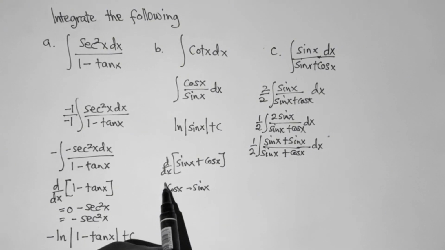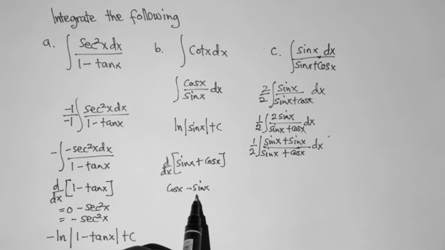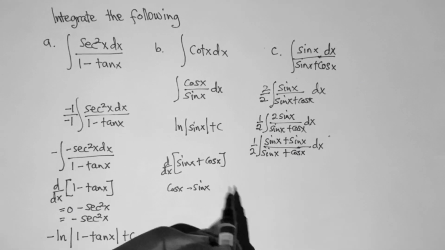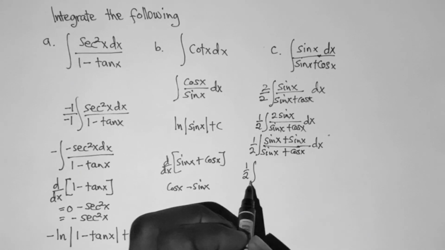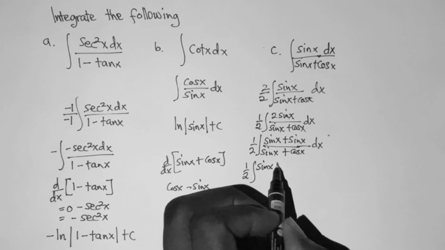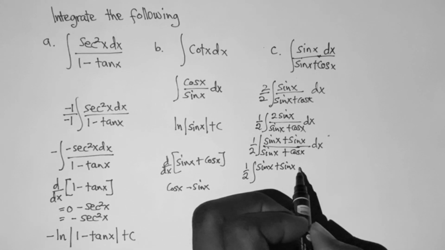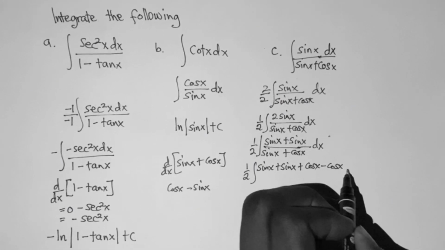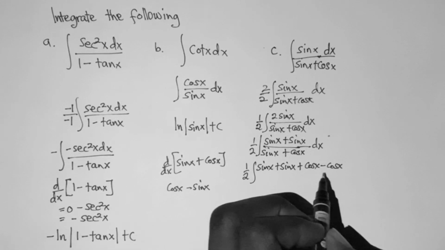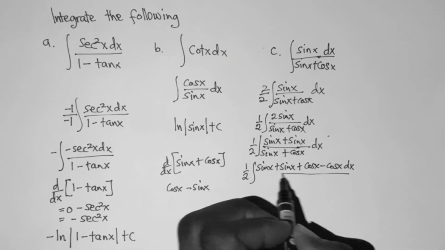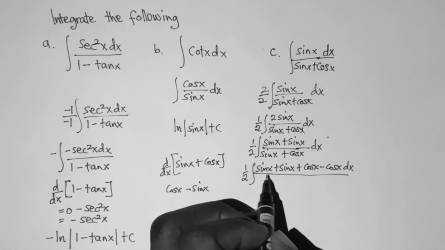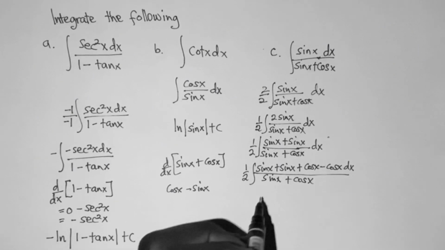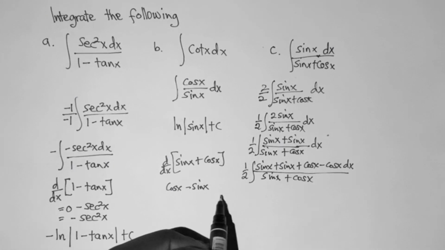So we are looking for cos x minus sine x. So what we will do is add and subtract cos x to the numerator, so that it will become half of integral of sine x plus sine x, then plus cos x minus cos x. Plus cos x minus cos x is 0, so in other words, we've done nothing. Dx divided by sine x plus cos x.